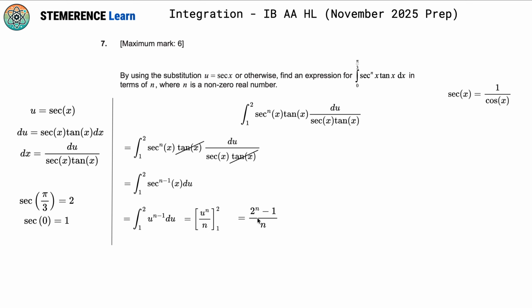So we get 2 to the n minus 1 to the n over n. 1 to the n, that's just 1. And then since we have a common denominator, we can rewrite it as this. And that's our final answer.